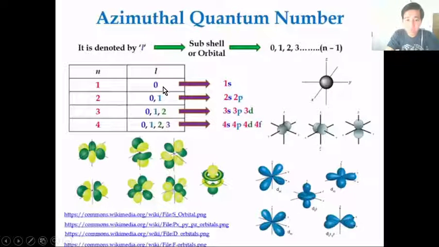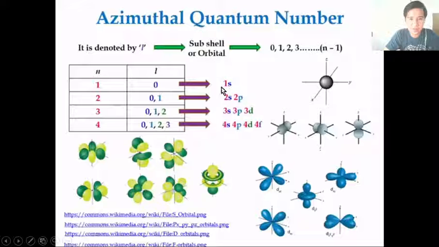So we know if the value of L is 0, its symbol is S. If it's 1, then it's P. If it's 2, it's D. And if it's 3, the symbol is F. So now you know what we mean by these symbols. These are the symbols that represent the azimuthal quantum number. And we know that these symbols have a particular shape that describes the shape of the orbital.